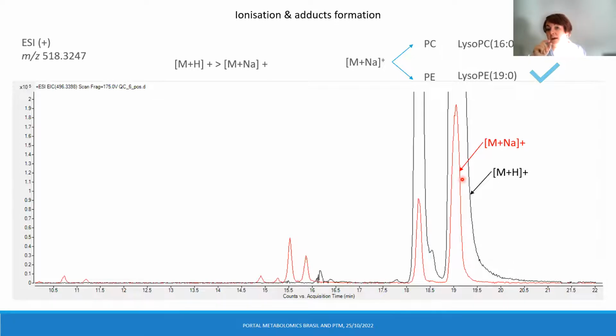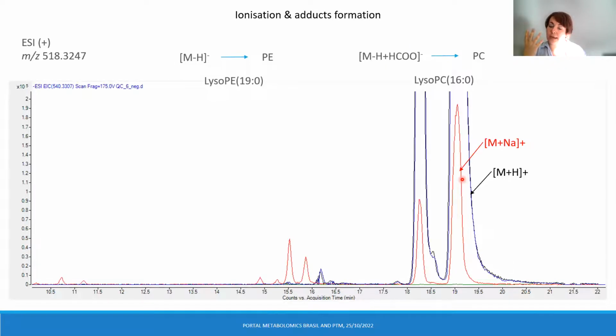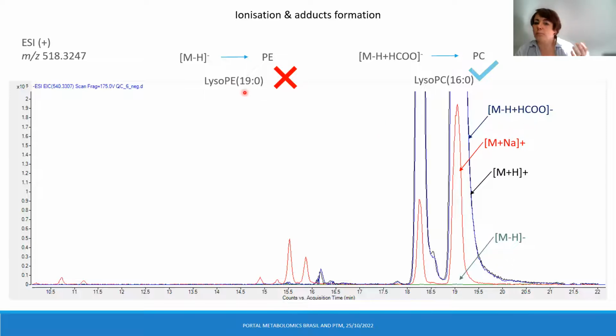To decide whether this is PC or PE, we have to go again to the negative ion mode. And we are following exactly the same reasoning as in the previous example. So the lack of the signal corresponding to the deprotonated form and the presence of a really abundant signal corresponding to the formate adduct is telling us that this is rather phosphocholine than phosphoethanolamine. Also from a biological perspective, this choice makes more sense, because here we have an even number of carbons and here odd, so this is easier to explain.